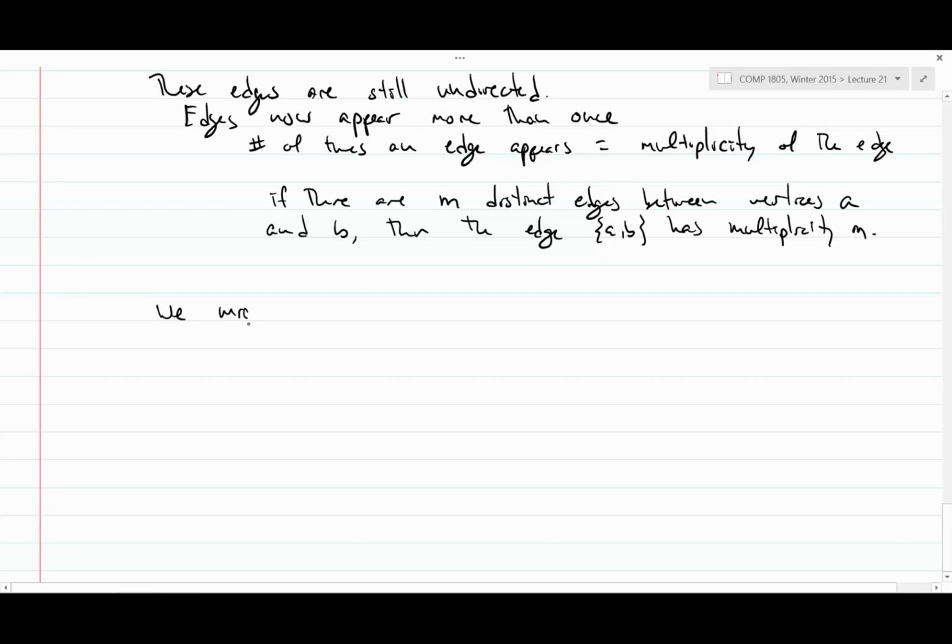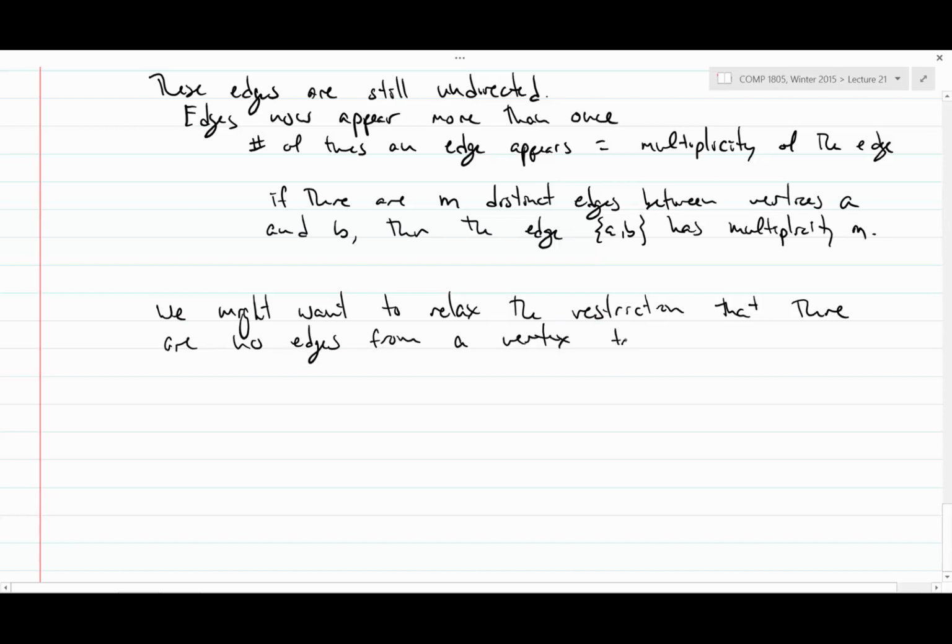So we might want to relax the restriction that there are no edges from a vertex to itself. You can. Those edges are called self-loops. And graphs that have self-loops are called pseudographs.